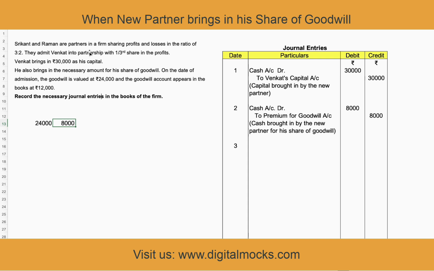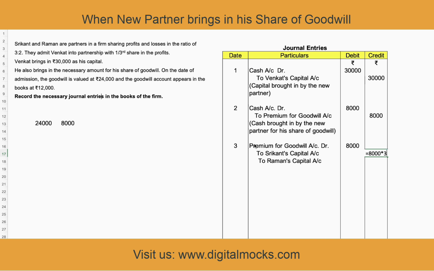And here nothing is mentioned, so we will assume that the old partners have sacrificed in their old ratio, that is 3:2. So this 8,000 I am going to divide between Srikanth and Raman in their sacrifice ratio, that is 3:2. For that, I will debit the premium for goodwill account, and I will give credit to the old partners, the partners who have sacrificed. So I will credit Srikanth's capital account, and then Raman's capital account, and the amount is rupees 8,000, which I will allocate in the sacrifice ratio 3:2.